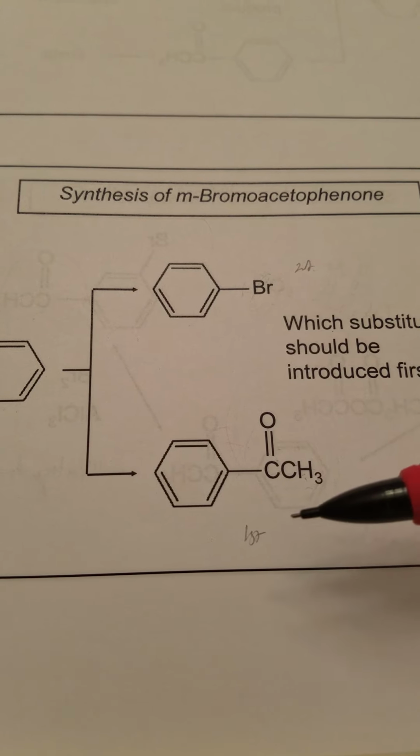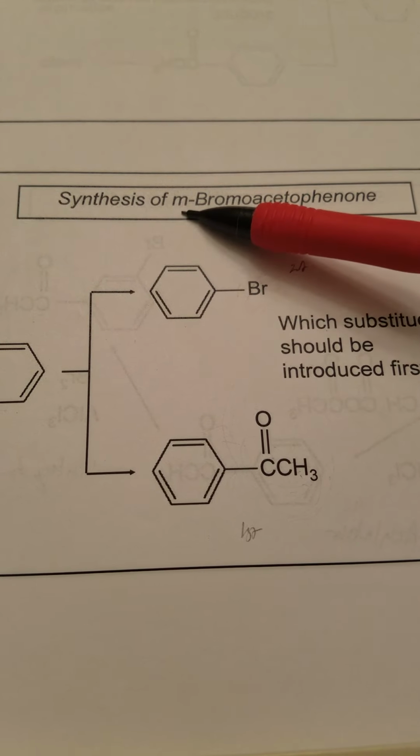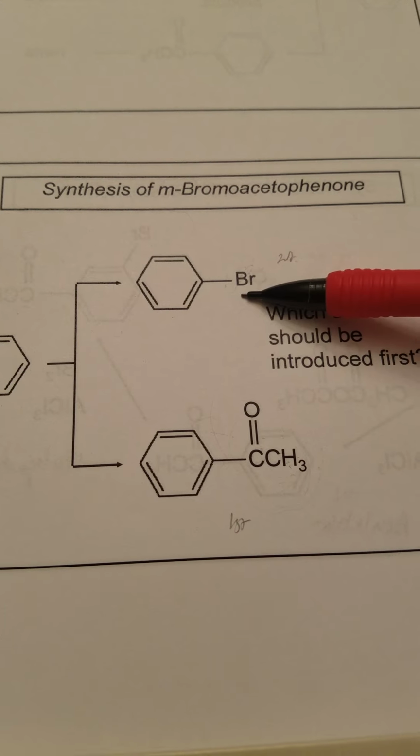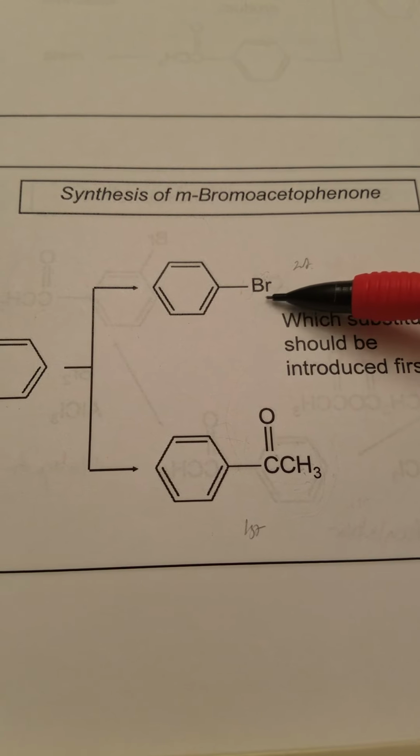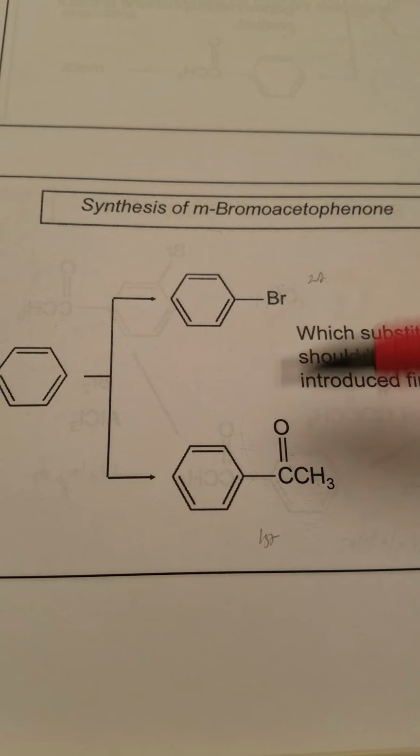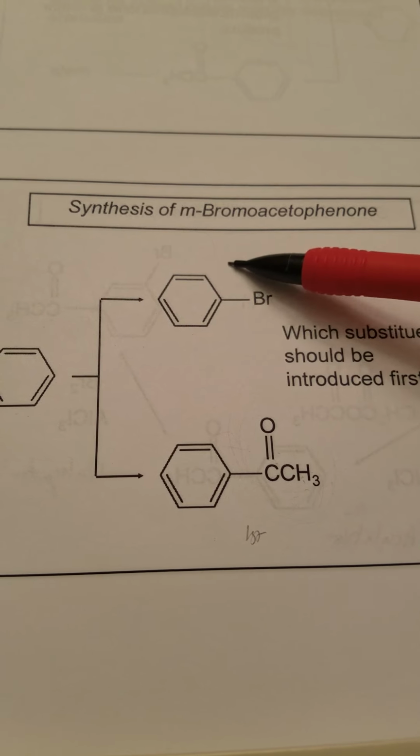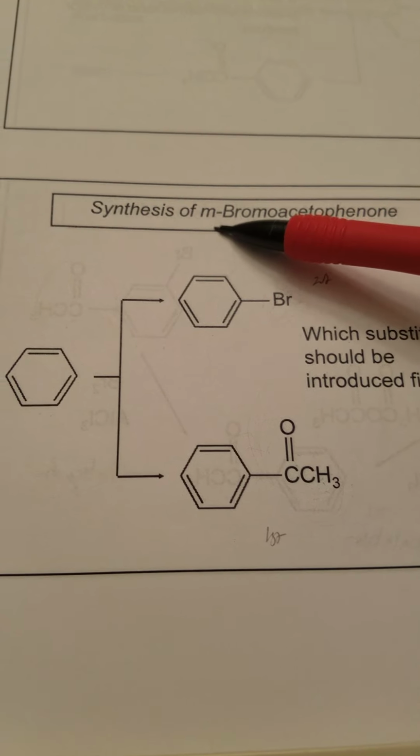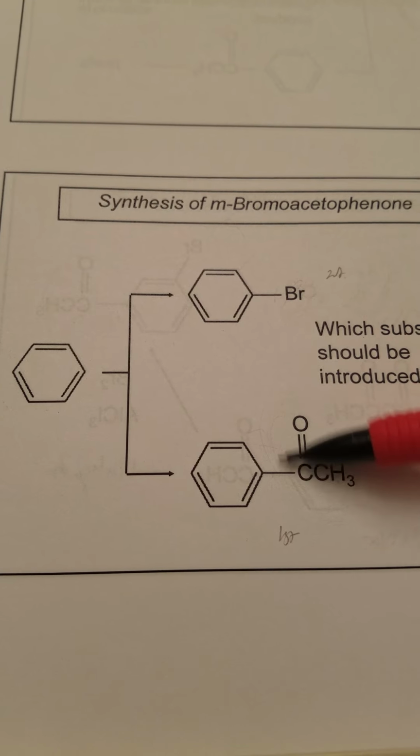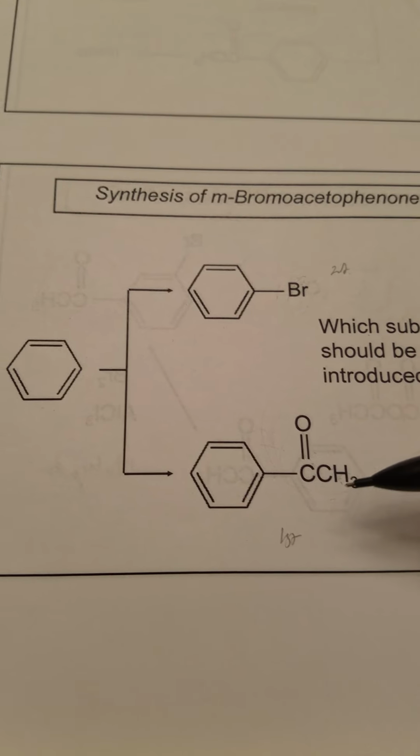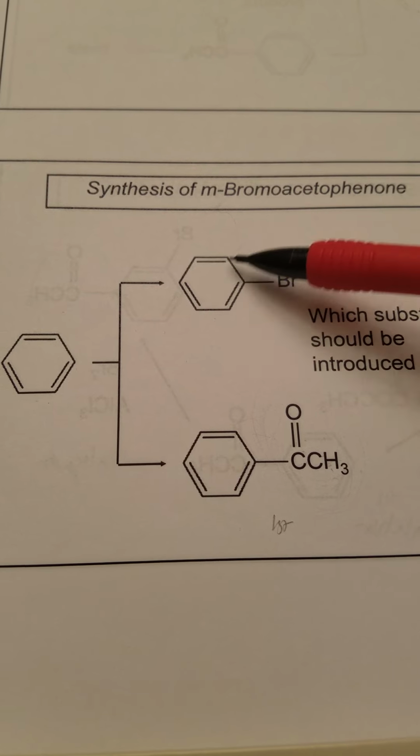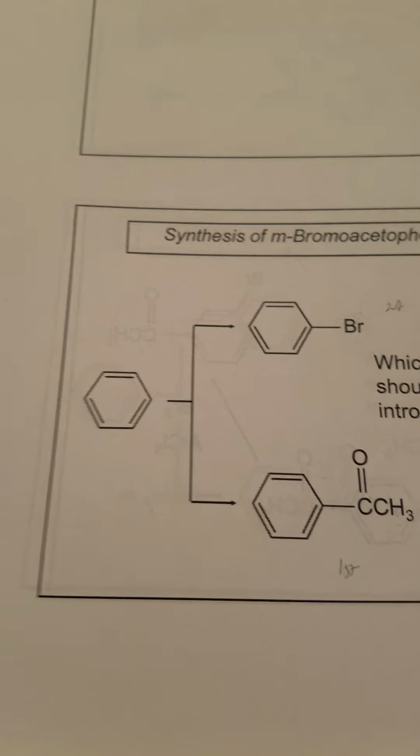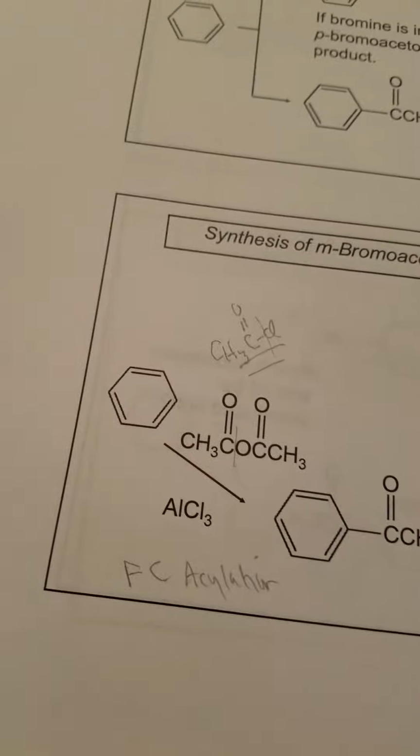Which of these is a meta director? Because that's what I want to do, is have them in meta position. This one, remember, even though it's deactivating, is an ortho-para director. So if I put this on first, then this functional group will either go ortho to it or para to it, which is not what I'm looking for. So if I put this one on first, it is a meta director, therefore my bromine will go in the meta position as it should. So the next couple slides just show you the attachment of these two things.